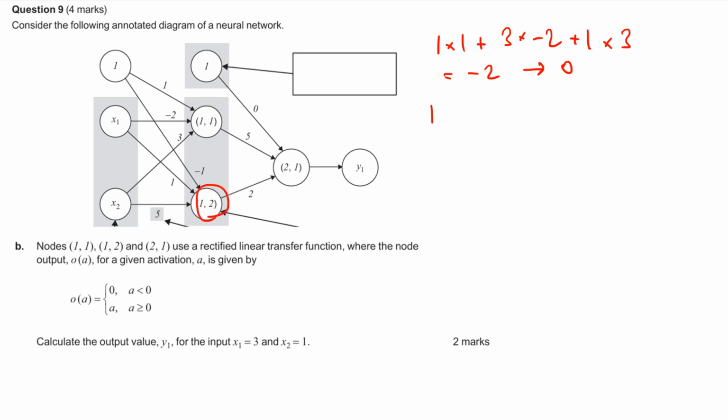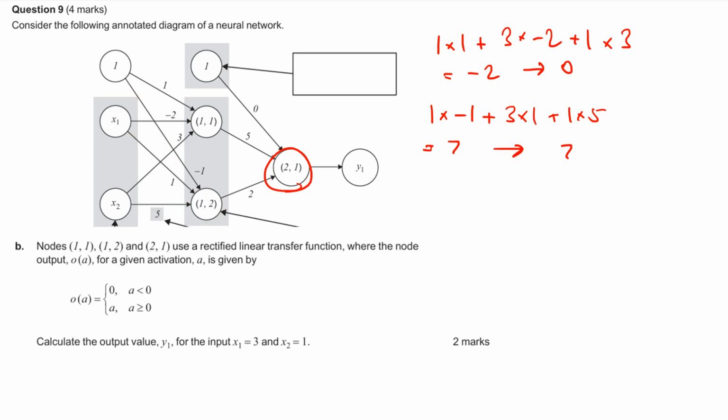We have 1 times negative 1 along the top here. We have x1, so that's 3 times 1, and we have 1 times 5, which is minus 1 plus 3 is 2 plus 5 is 7, and because that is greater than or equal to 0, the activation there is 7. Now we are considering this one because we're trying to find this activation value here.